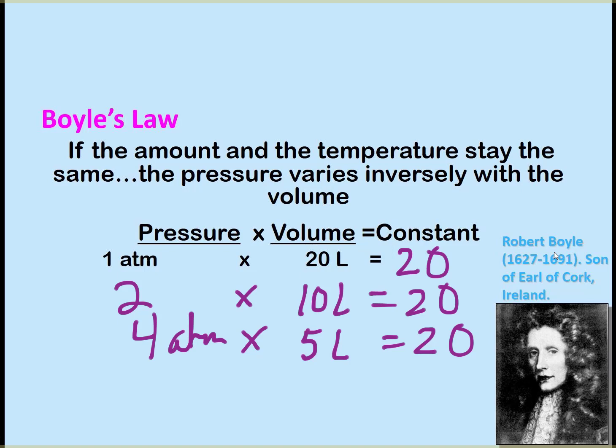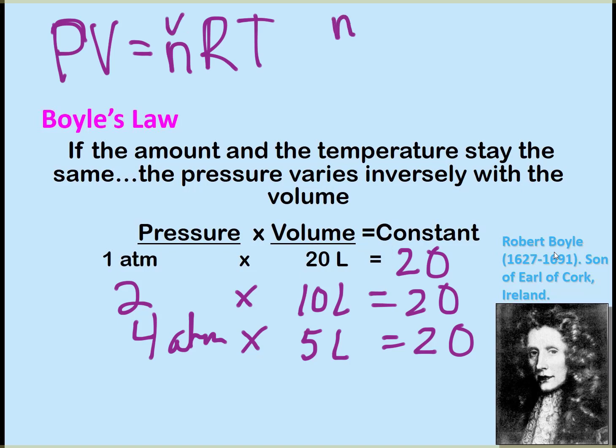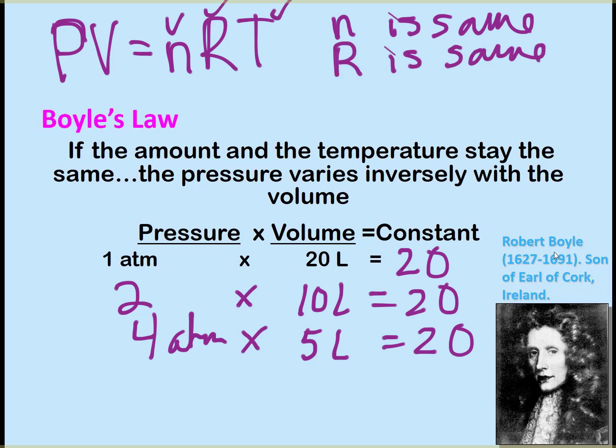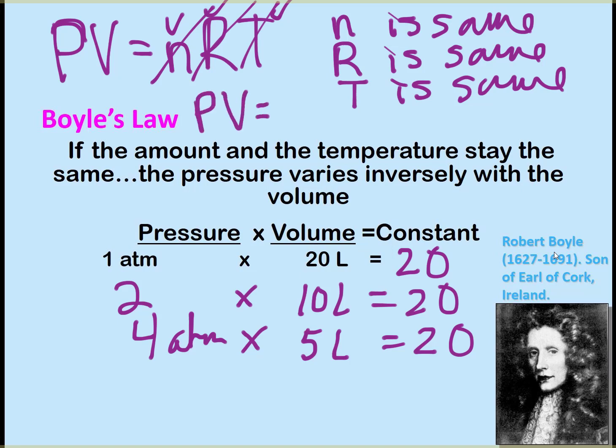Now I said before that all of the gas laws are derived from PV equals nRT, the ideal gas law. If we have the same sample of gas, so our moles are the same, and our gas law constant is the same, and our temperature is the same, then I can take PV equals nRT and get rid of this side, and this is Boyle's law, PV. Then you change something and see what happens to the pressure. So that's what we were doing here. We were changing it.